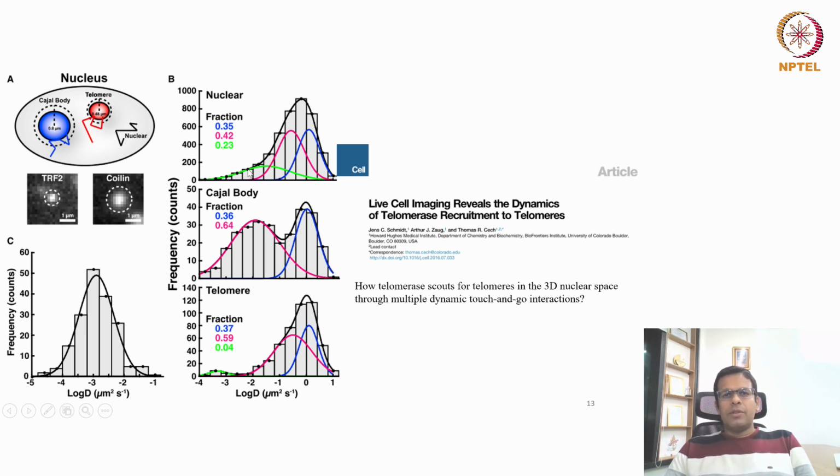In the nucleus, it shows three populations, represented by blue, red, and green. That indicates two or three different biological functions. Whereas in Cajal bodies, it only shows two types of diffusion dynamics, and at the telomeres also it shows mostly two fractions, but a small third population also exists. It is not yet known what the different biological functions of these populations are, but it is possible that all these populations have different biological functions. So this kind of diffusion dynamics you can study for any protein of your interest.